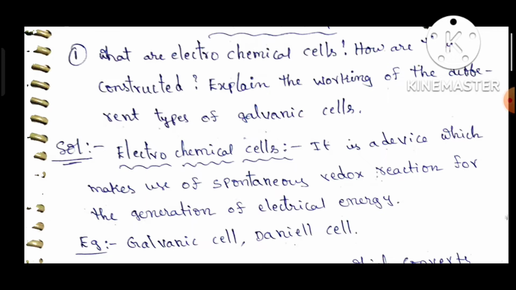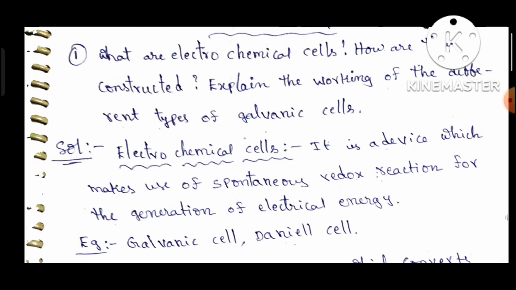It happens during a spontaneous redox reaction. What do you mean by redox reaction? It means oxidation reaction and reduction reaction take place simultaneously and continuously. That's why that type of reaction is called a redox reaction. That device is known as an electrochemical cell.